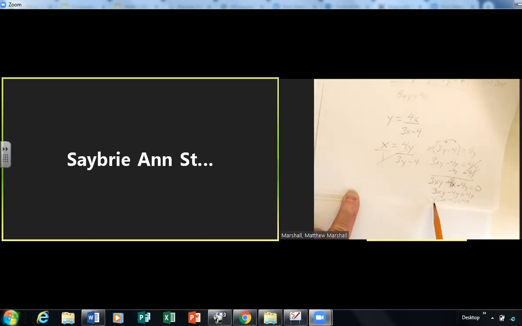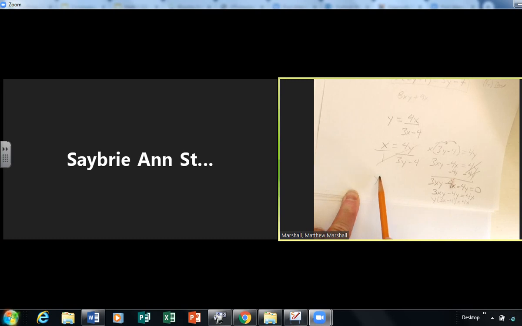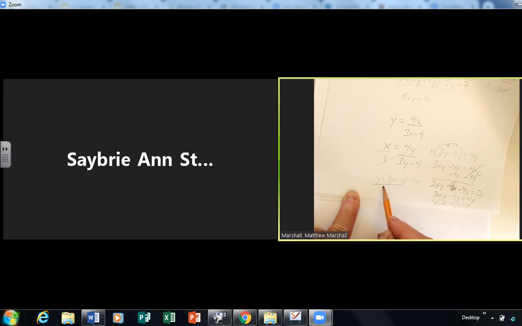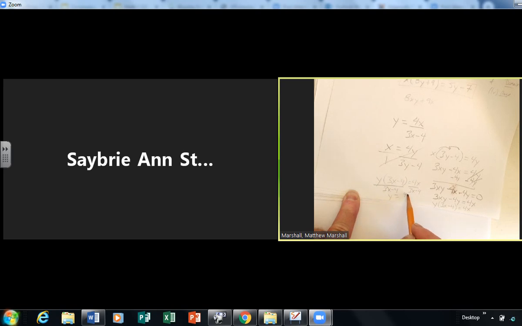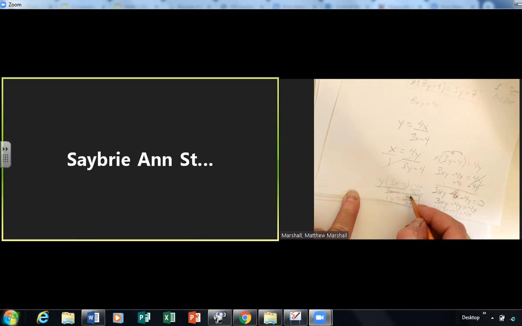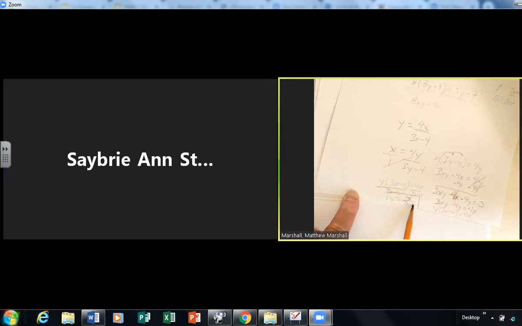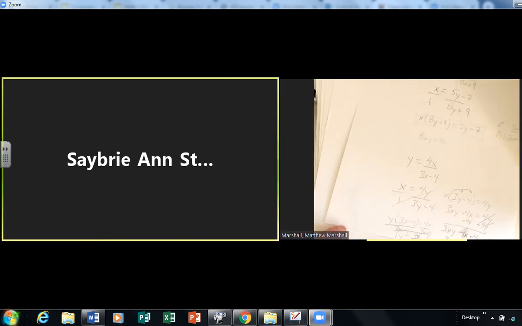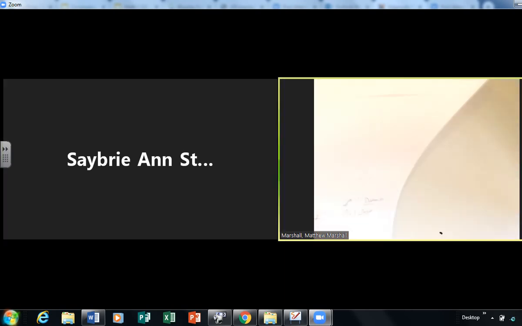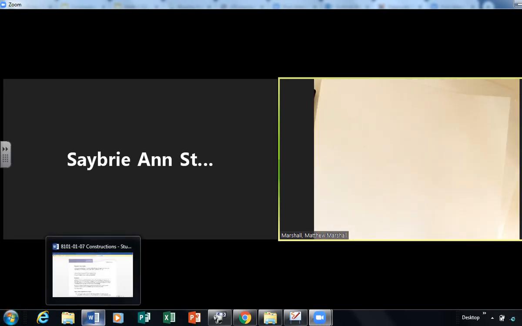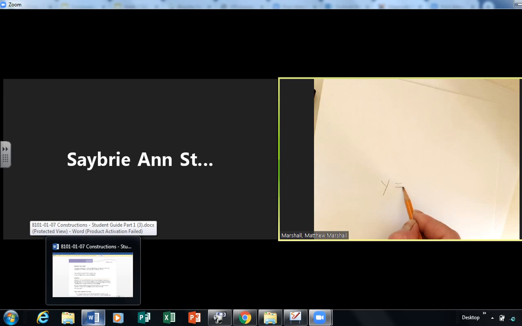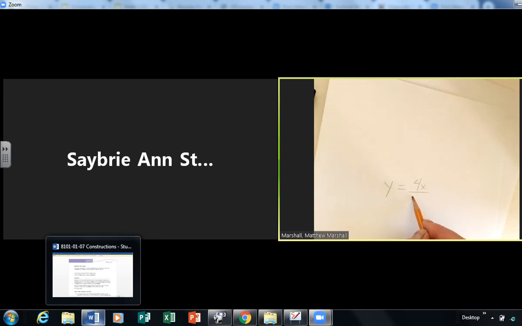At that point, divide both sides by 3x minus 4. Let's write that better. So I think that looks like it's it. So you got that 4x over 3x minus 4 right there. I hope so. And then you're not really plugging back in. So I have y equals 4x over 3x minus 4. So that is technically your inverse right there.